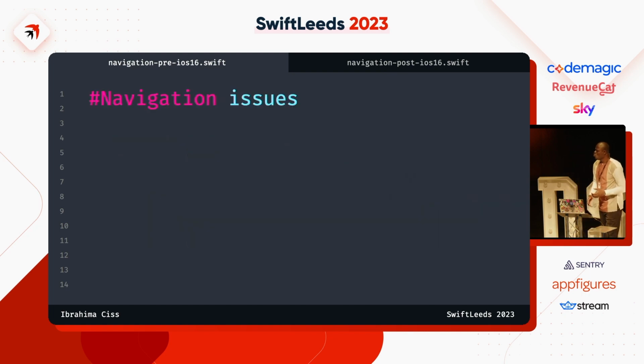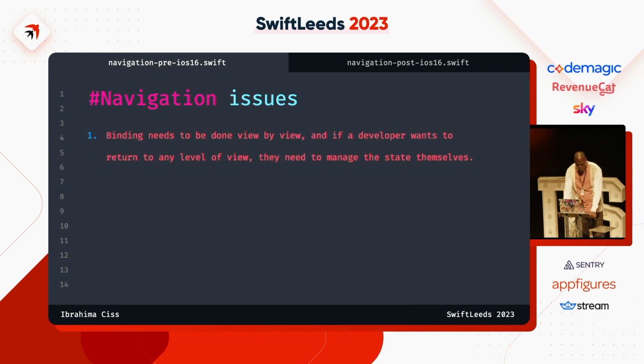But what are the main issues we encountered as iOS engineers working with SwiftUI pre-iOS 16? The first one is that bindings need to be done view by view. And if a developer wants to return to any level of the view, they need to manage the state themselves. And we know that managing state is not an easy task, right?